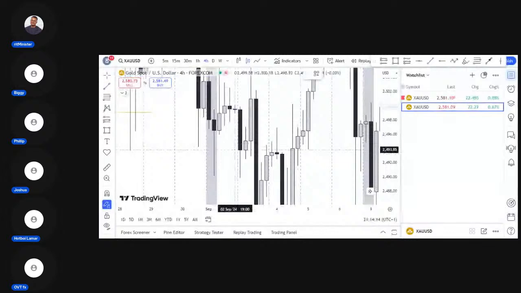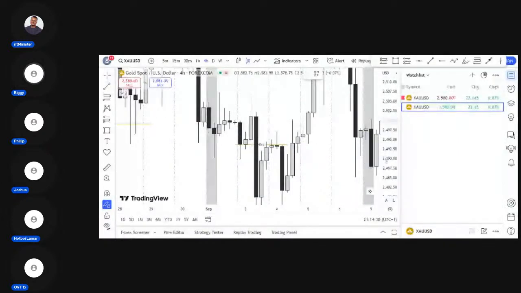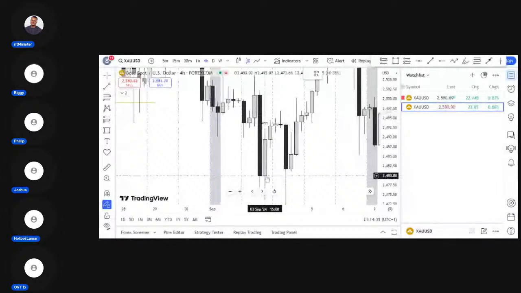You see, this was the same zone on Oanda that was violated, but on forex.com, you see how it left these beautiful wicks here. So that was how I was able to even catch this sell from this zone down to this point here.